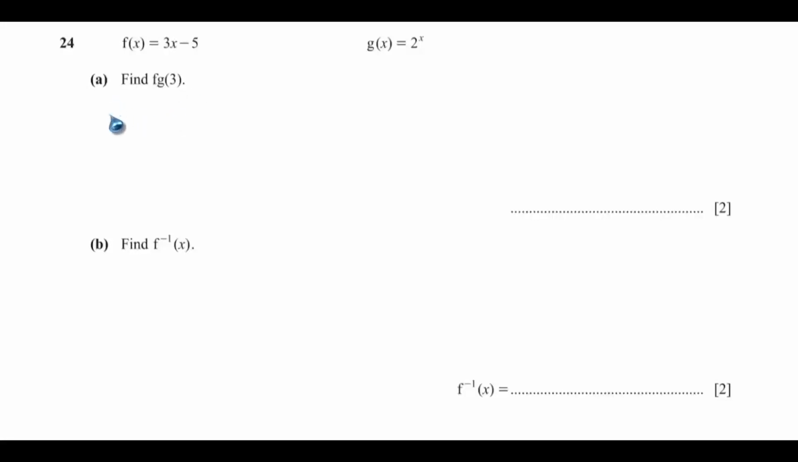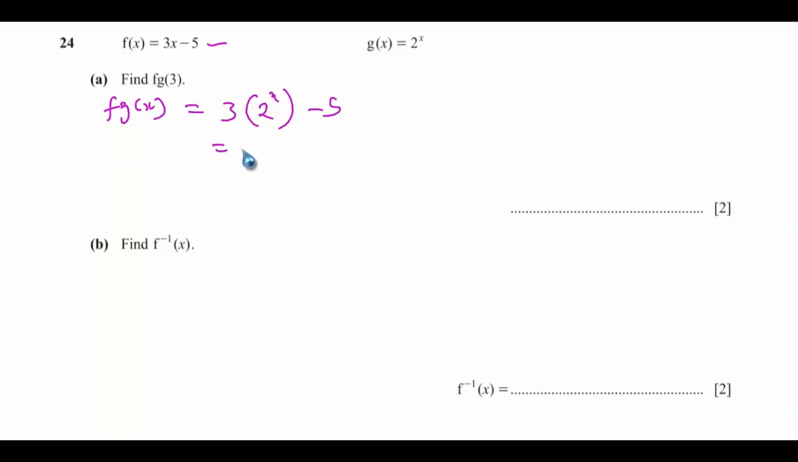So the first thing you need to find is fg(x). Here you find g(x) and put g(x) as the x value of f(x). So f(x) is equal to this; anywhere we see x, we pass in g(x). That will leave us with 3 times 2^x. So this is g(x) that has been passed into f(x). Then let's continue: minus 5.